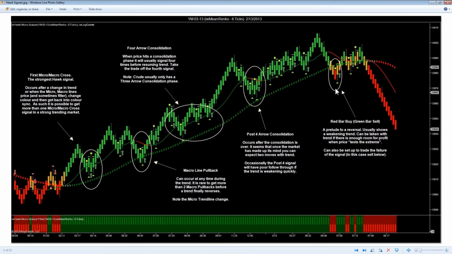And that brings us to the last signal, which is the red bar buy in an uptrend or a green bar sell in a downtrend. This tends to occur near the end of a trend. You can use it as an early warning that there might be a reversal coming. You can buy it, or you can also set up to short the failure. And this was a perfect example because you can see why sometimes we would set up to short the failure. When this trend breaks down, you can get a fairly substantial move going the other way.